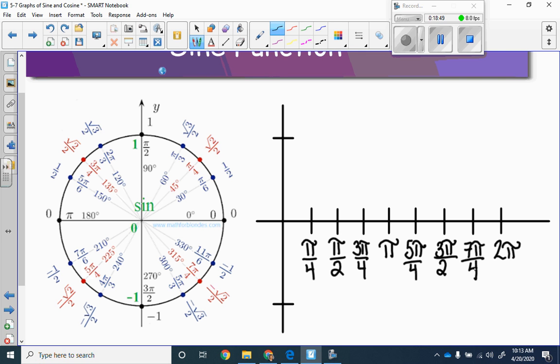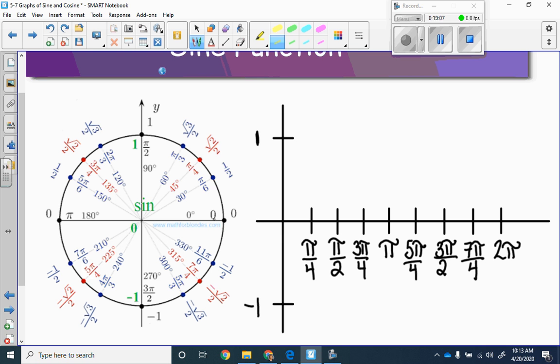Okay, and then as far as my y-axis goes here, the highest point we're going to get is 1, and the lowest point we're going to get is negative 1. I've got my highlighter here, and now we're going to try and work out this graph.